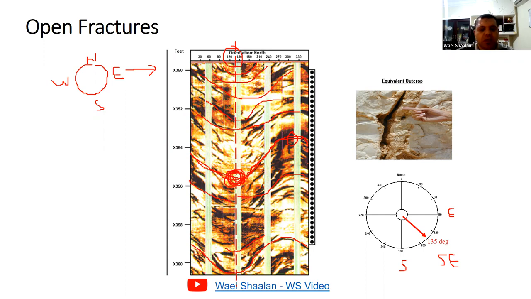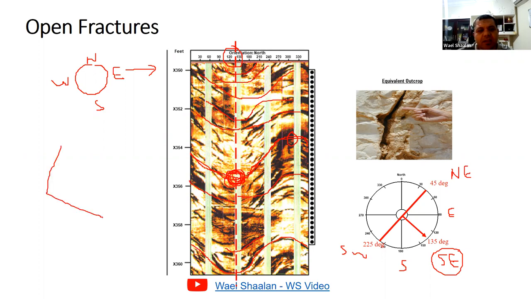One of the things we can also understand about the fracture, to understand the tectonic regime of the area, is the strike of the fracture. The strike is perpendicular to the true dip direction, or the true dip direction is perpendicular to the strike. If the true dip direction of the fracture is southeast, then the strike of this fracture will be northeast-southwest.